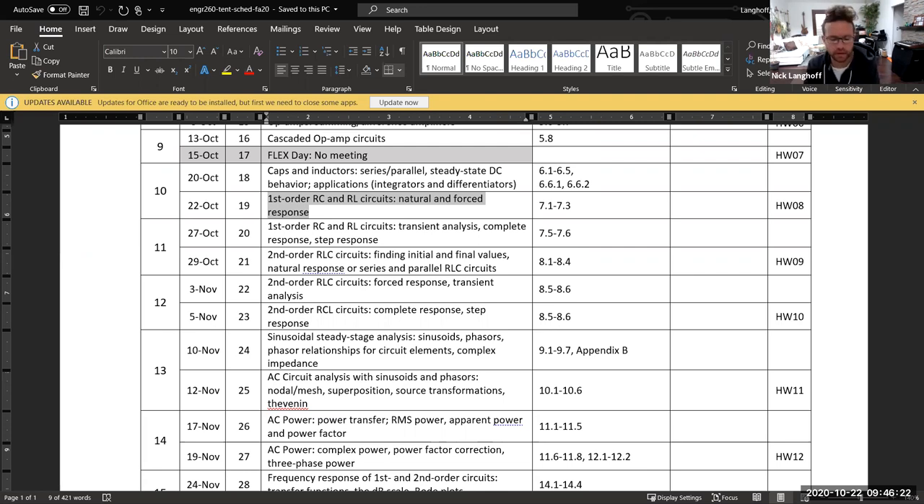To review the announcements I was just going over, we are going to go back into capacitance and inductance today. We were scheduled to start first order RC and RL circuits today, on the 22nd. But I'm cognizant of the fact that we've been moving through material at a pretty steady pace, and I feel like we should spend a little more time looking at inductance and capacitance this week, go through a couple more problems, and we can start first order circuits next week.